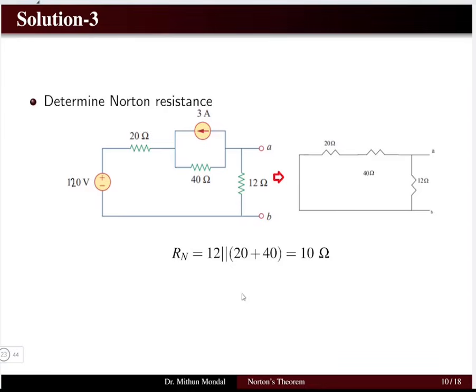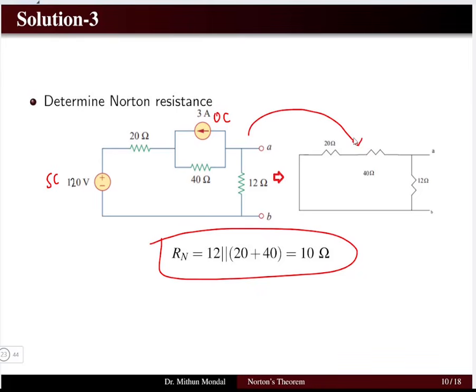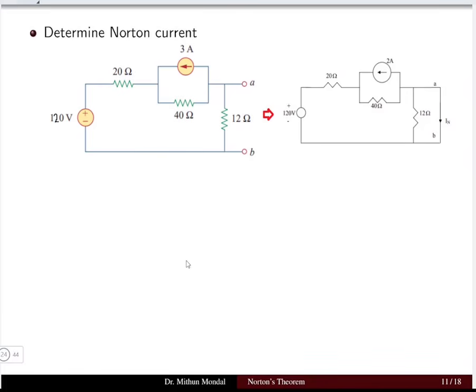So what we do, first we find the Norton resistance. Short circuit the voltage source, open circuit the current source, and redraw the circuit to obtain the R Norton. We can find that the 20 ohm resistor and 40 ohm resistor are in series, which is in parallel with the 12 ohm resistor. So we'll get 10 ohms as the value of R Norton. So this is what we have found out.